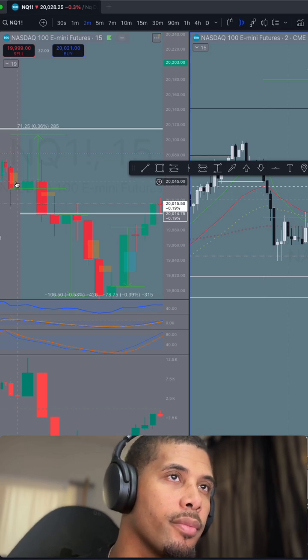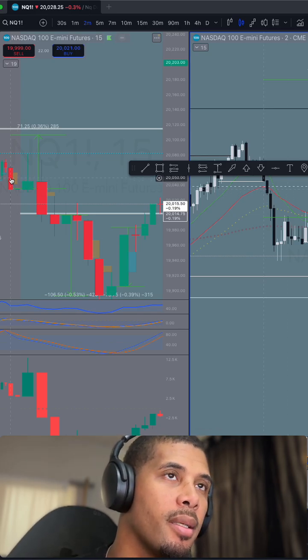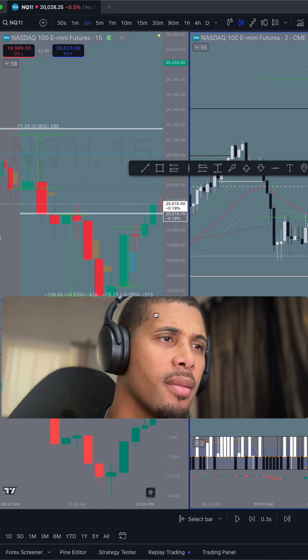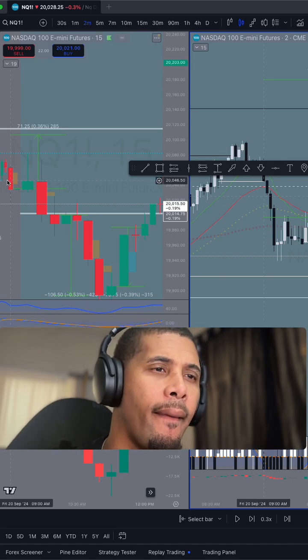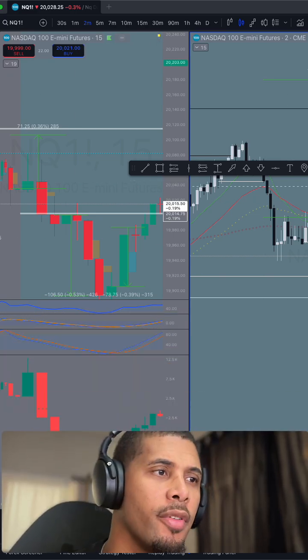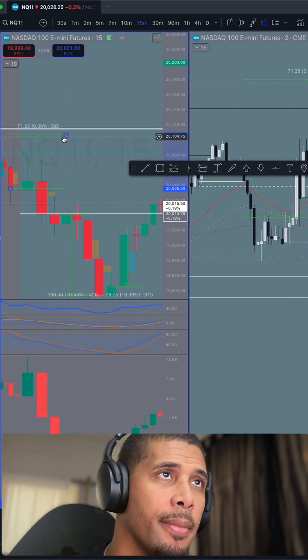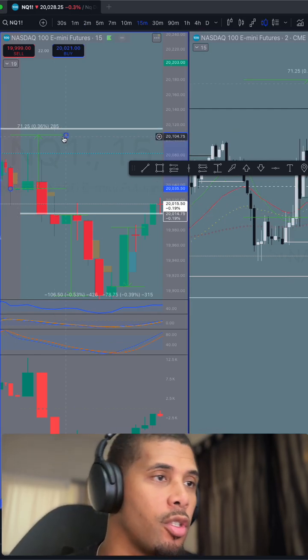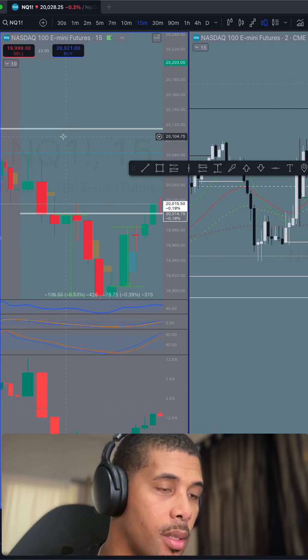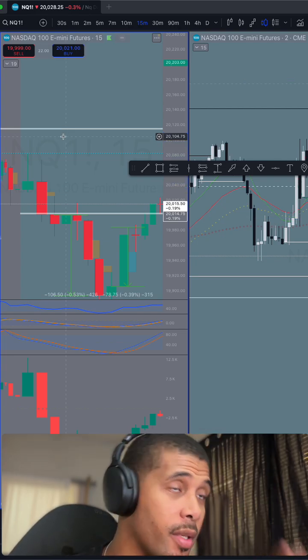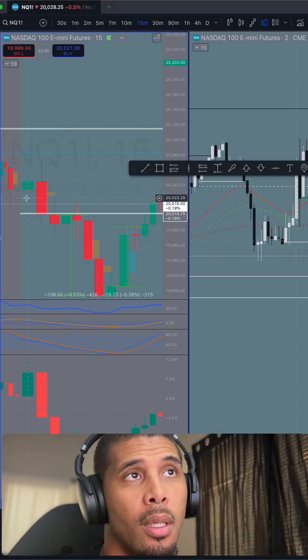So we had a 9 a.m. 15-minute fair value gap, right? But the 9:15 candle is a doji star candle, right? Now you could have entered off of that 15-minute fair value gap.